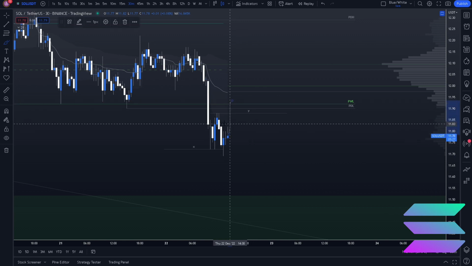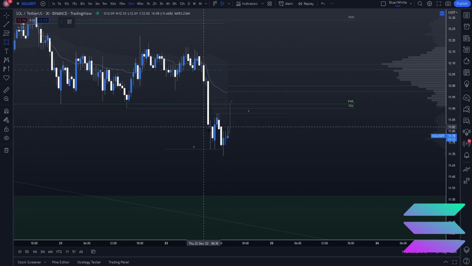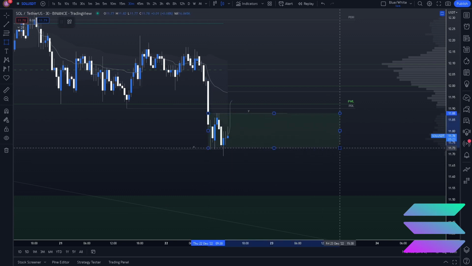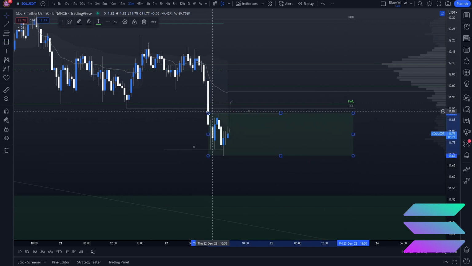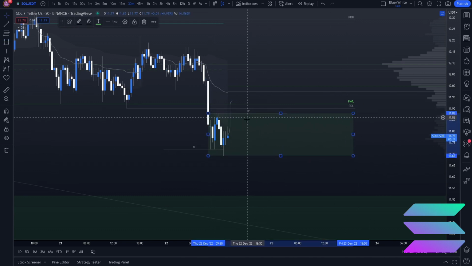So if we get a candle close, what will happen is that we will actually generate right here a zone of demand that'll look like this from this change of character, which is denoted by this Y, down to this swing low.